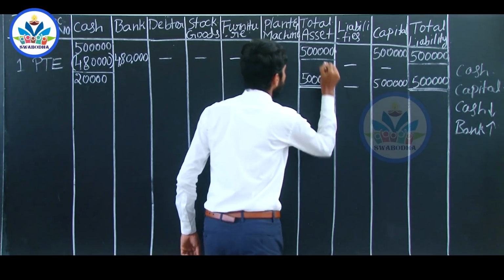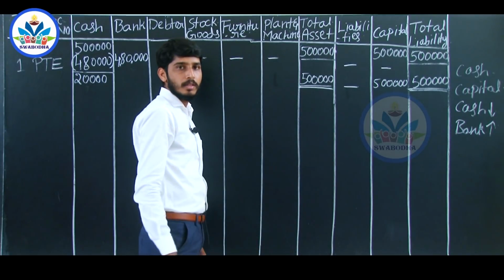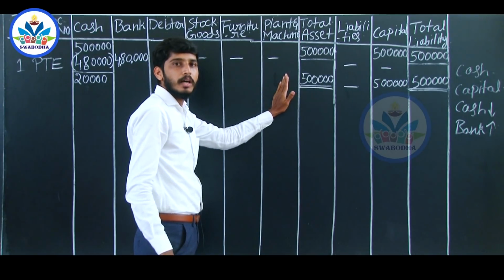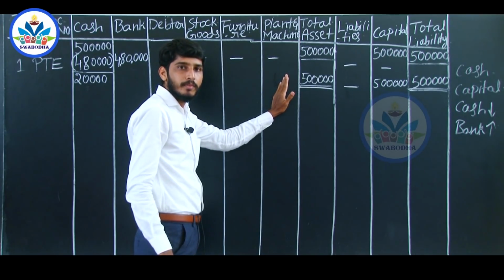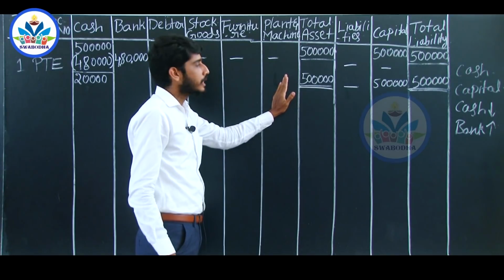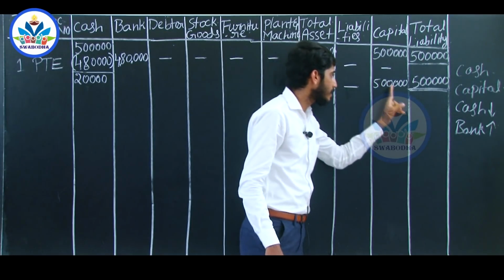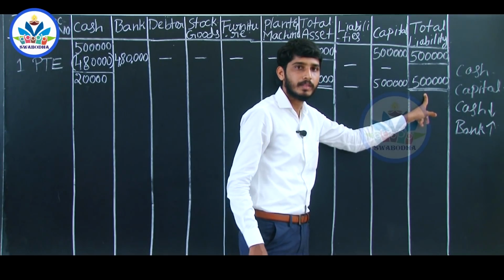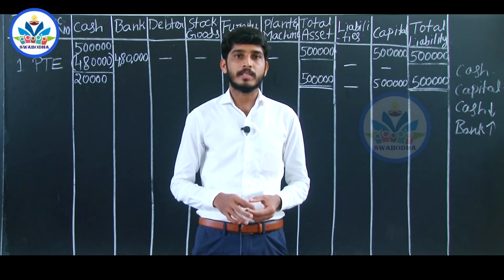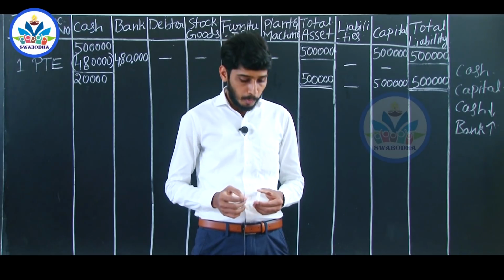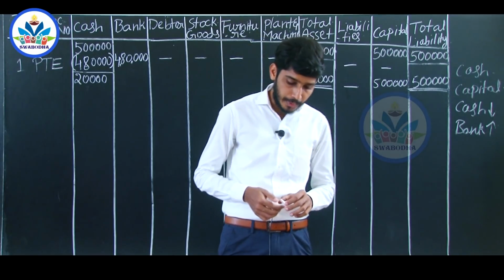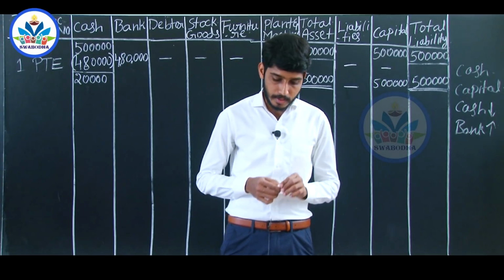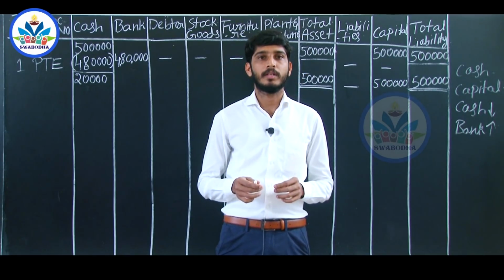So, this is the total. After recording the transaction, again the asset side of the business is equal to the total of liabilities and capital. 5 lakh is equal to 5 lakh rupees. Now, it is equal. Second transaction: bought furniture for rupees 60,000 and a check was issued on the same day.